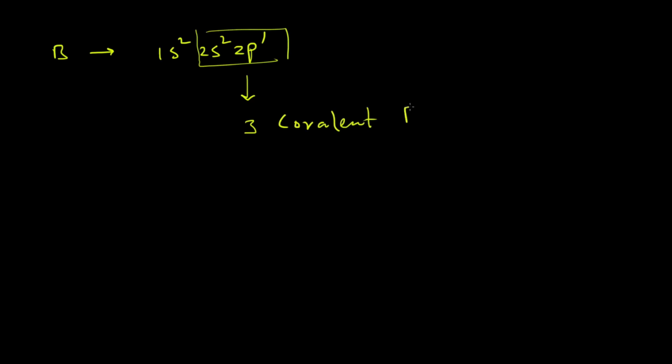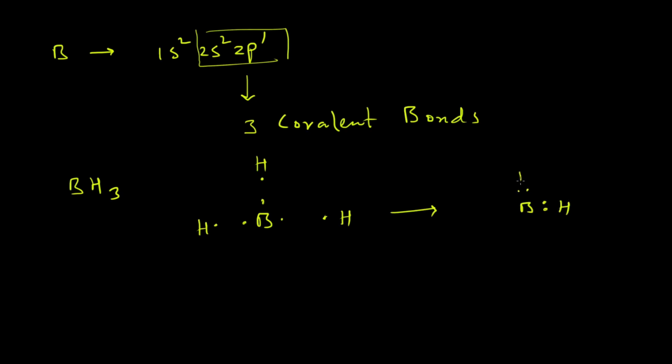So boron has the electronic configuration of 1s2, 2s2 and 2p1. So in case of boron, the valence shell contains 3 electrons, so it can make 3 covalent bonds. So if you consider the formation of a boron hydride molecule, then we have to first put the electrons around the boron, and then we have to put the hydrogen atoms, and the situation will look like this. And after the covalent bond formation, the molecule will look like this in terms of Lewis dot structure.